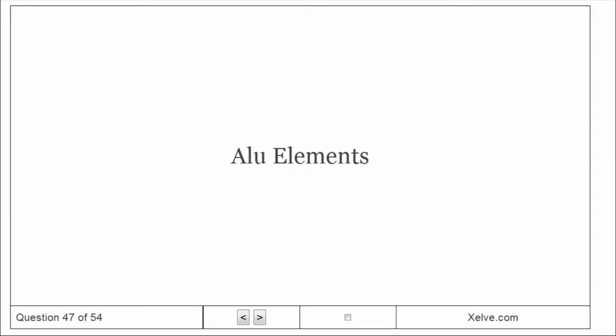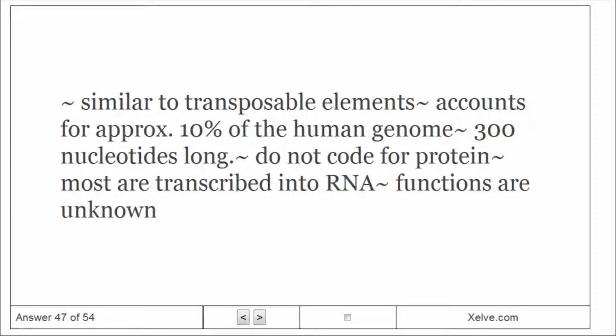Alu elements. Similar to transposable elements. Accounts for approximately 10% of the human genome. 300 nucleotides long. Do not code for protein. Most are transcribed into RNA. Functions are unknown.